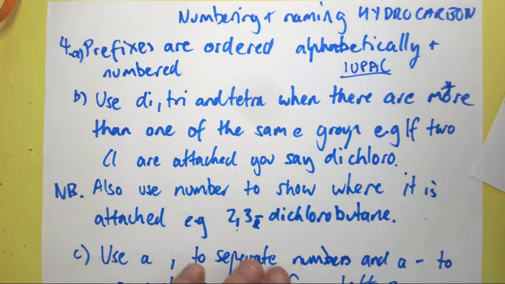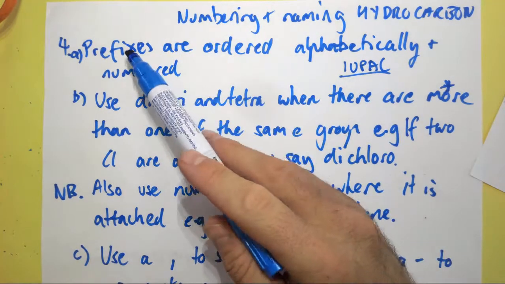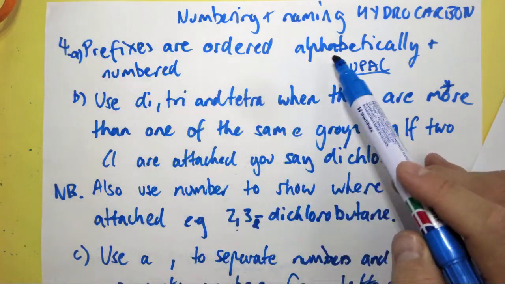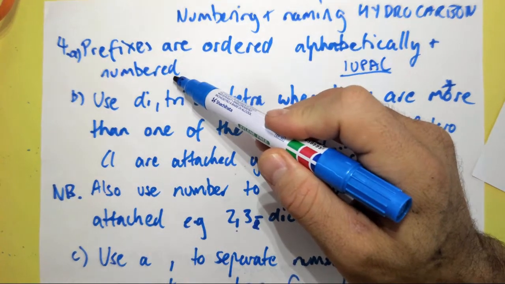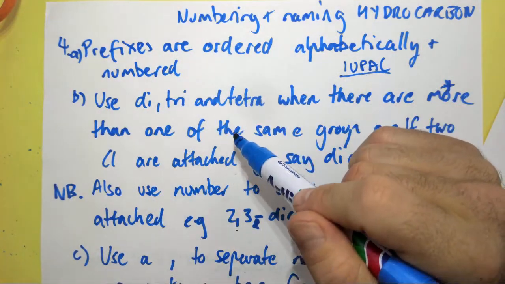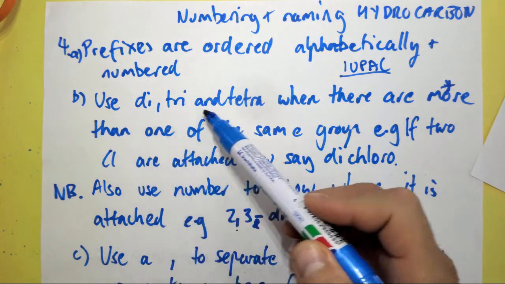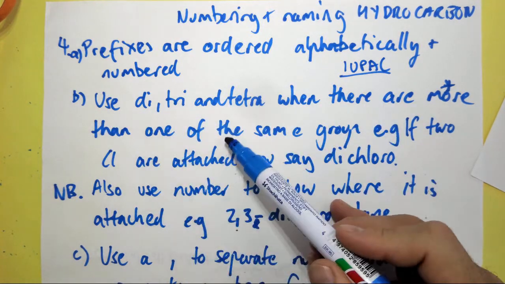Alright, so the fourth part of numbering and naming hydrocarbons is a little bit wordy, but we'll do it with some examples. So the prefixes are ordered alphabetically and numbered. Alright, this is the IUPAC naming. I've been saying IUPAC, but it's IUPAC. And we use di, tri, and tetra when there are more than one of the same group.